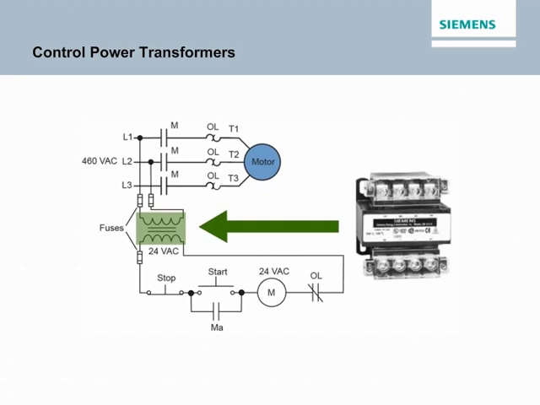In the accompanying graphic, the voltage applied to the primary of the CPT is 460 VAC. This voltage is stepped down by the transformer to 24 VAC for use by the control circuit. Fuses on the primary and secondary sides of the CPT provide overcurrent protection.